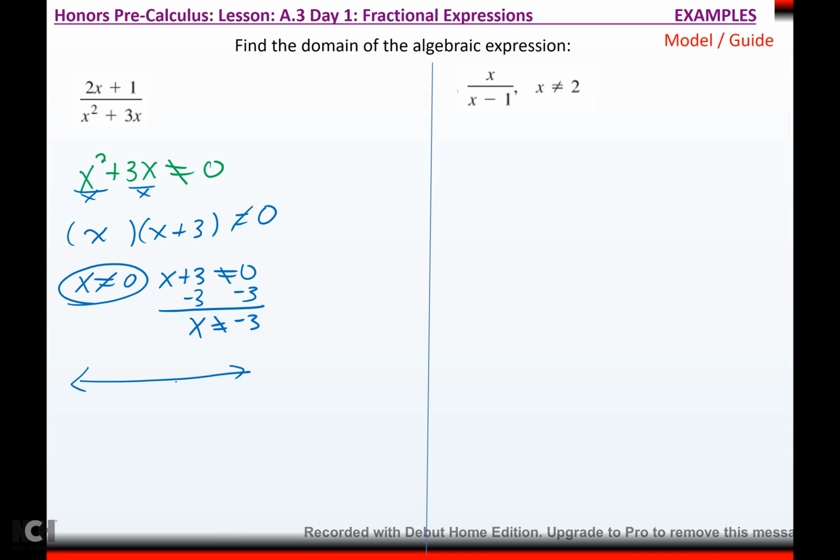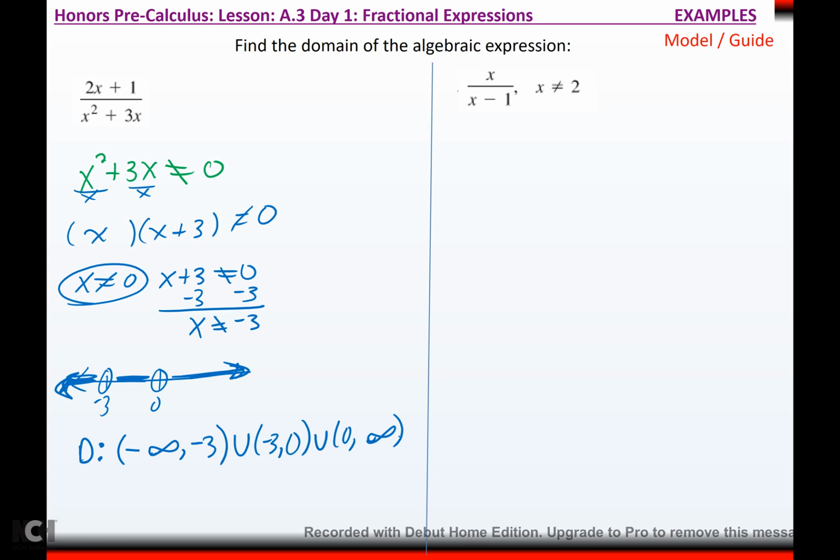So if I drew that on a number line, 0 is going to have a hole, and negative 3 is going to have a hole, but everything else is good. So again, to describe that, my domain starts at negative infinity, stops at negative 3, starts again at negative 3, stops at 0, starts again at 0, and goes to infinity.